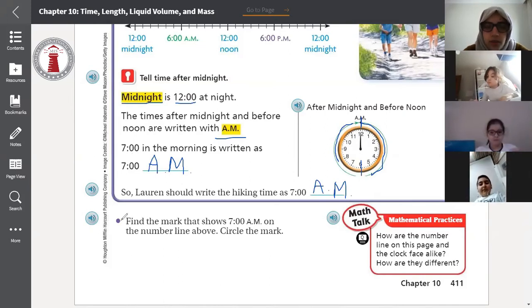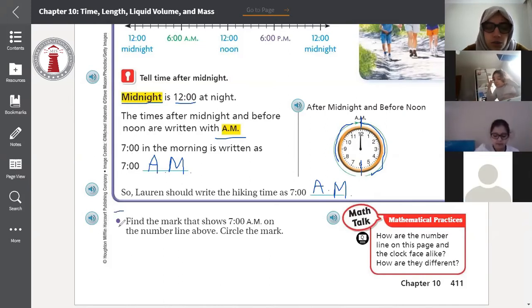So here they're telling us to find the mark that shows 7 AM on the number line, which is this. This is the number line. And then we need to circle the mark. So here it is saying 6 AM, and then 1 later is 7 AM.